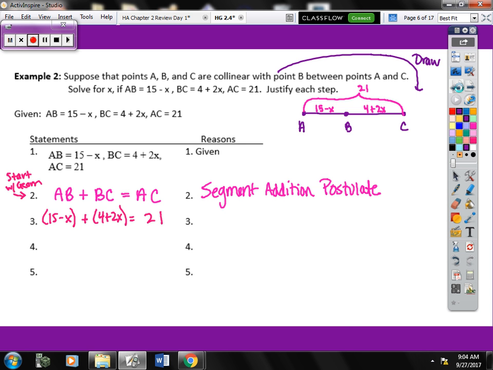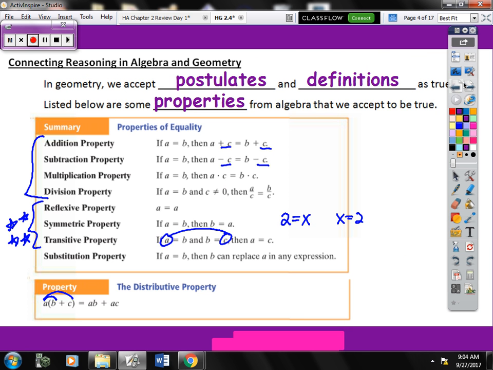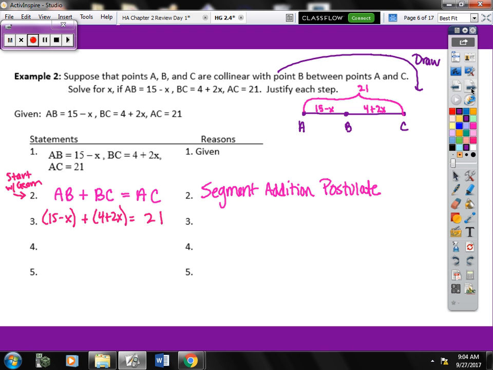So if we go back to our property list from the front, this is our substitution property of equality, which says we can substitute things in when we know they're equivalent. Okay? It's our substitution property of equality. Now, from here on out, it's an algebra problem, just like the front.